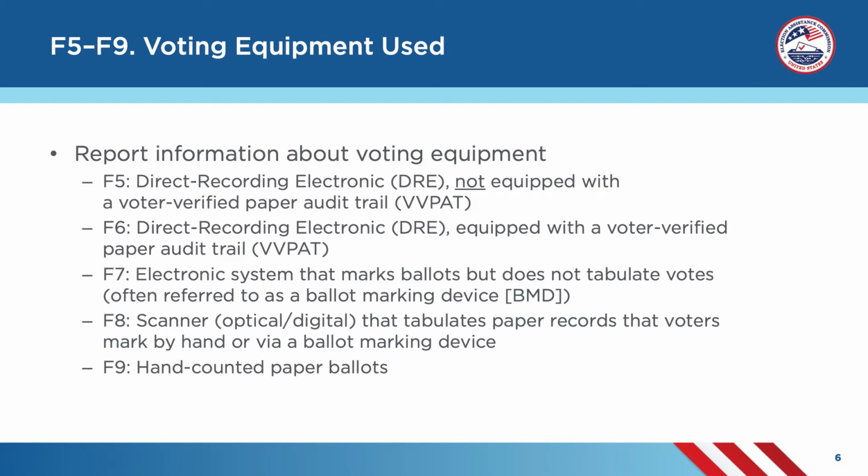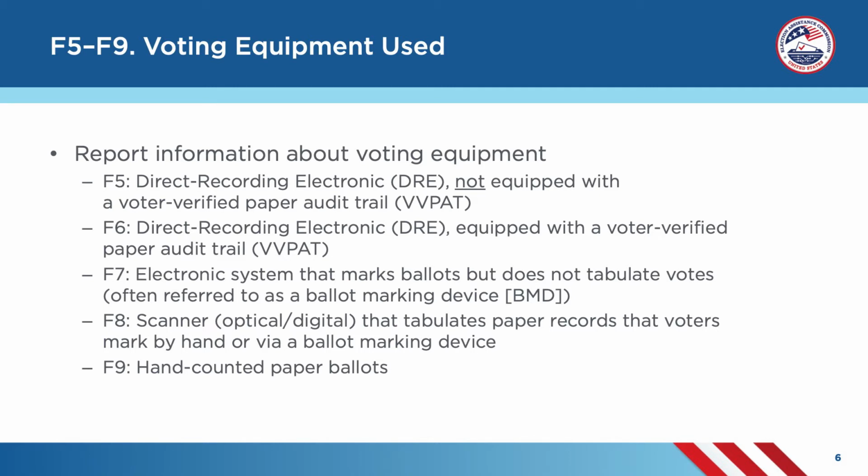Scanners are devices that tabulate paper records marked by a voter by hand or via a ballot marking device. These are sometimes referred to as optical scanners, but digital scanning technology is also commonly used now. Scanners can be used in precinct as well as at a central location. You'll report both types of scanners in F8. Finally, if your jurisdiction conducts a hand count of ballots, you'll report on that in F9.